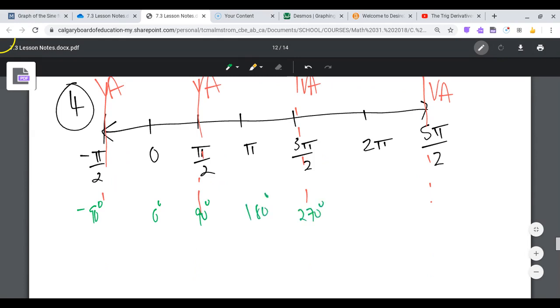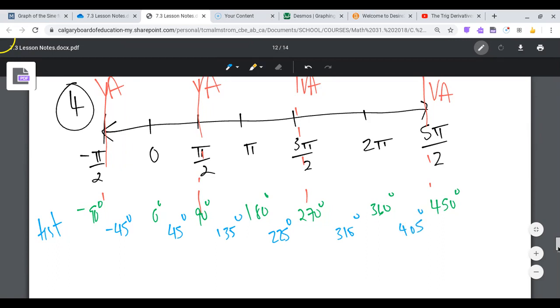So 270, 360, and I'm having problems doing my math today, guys. Oh, goodness. 450. Okay, so what am I going to test? I'm going to test negative 45, positive 45, 135, 225, 315, and 405. Those are what I chose.